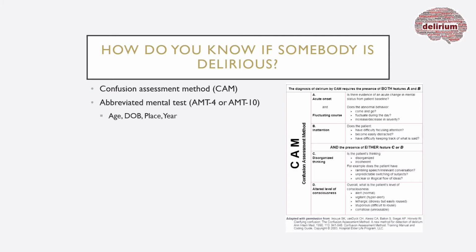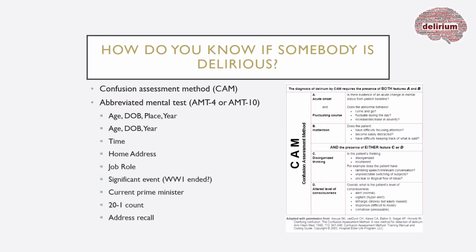Another common test that's used is the AMT, or abbreviated mental test. When you clerk patients in, you can do the AMT4, where you ask the patient their age, date of birth, where they think they are, and what they believe the current year is. In theory, if they score less than 4 out of 4, then that can spark you to undertake further cognitive testing or flag that there could be some confusion.